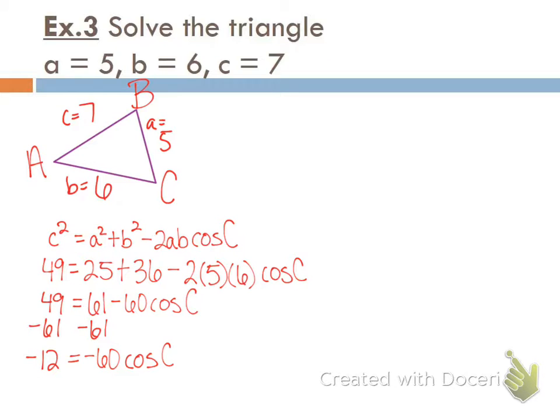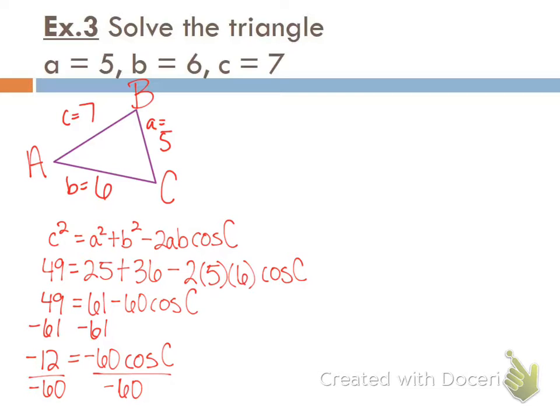Next thing we should do. Divide by negative 60. Remember that we are multiplying that number to cosine, so we divide by negative 60. That will turn our number positive: 0.2, or you could write it as a fraction, which would be 1/5.